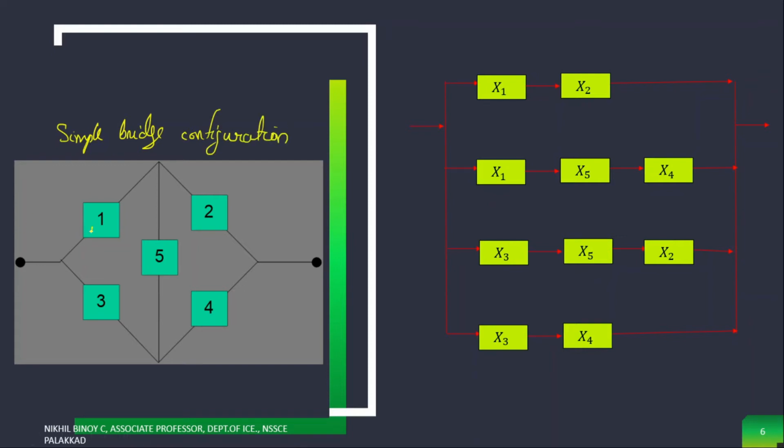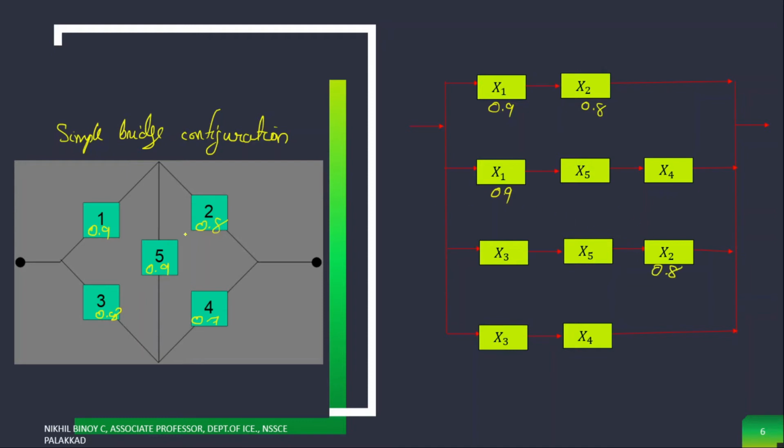Okay, for example, if this is 0.9, this is 0.8, this is 0.9, this is 0.8 and this is 0.7, what we have to do? First read out the reliability block diagram. Now then mark the reliability. What is x1? 0.9. So this x1 is also 0.9. Now what about x2? 0.8. Means this is 0.8. Then this is also 0.8.